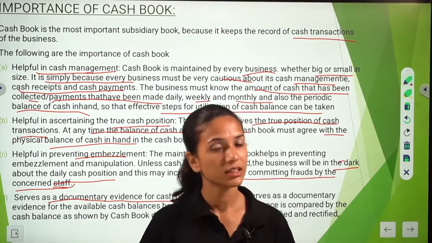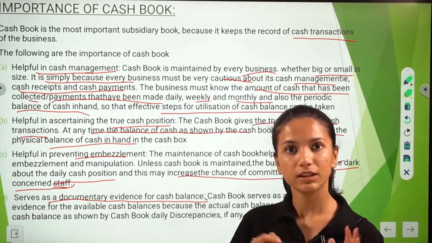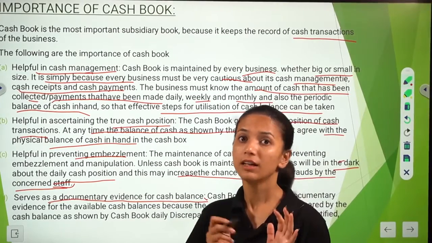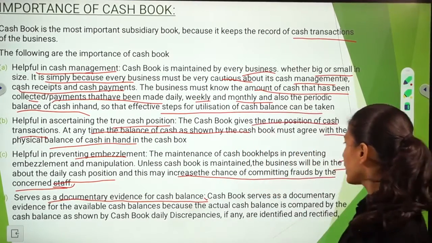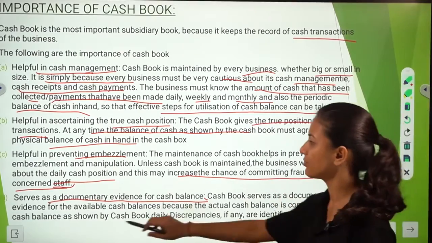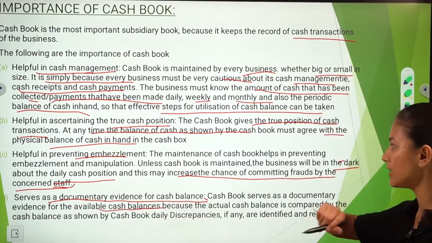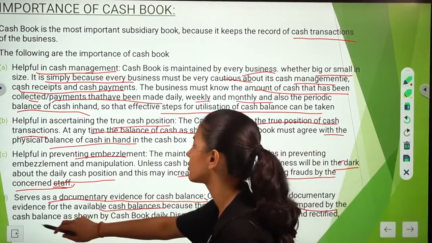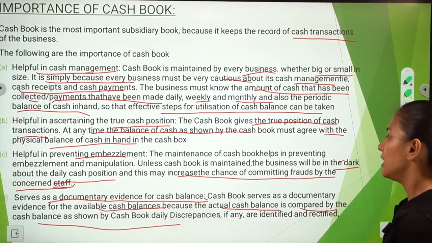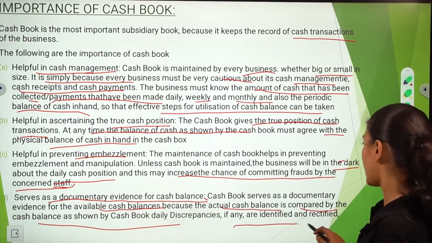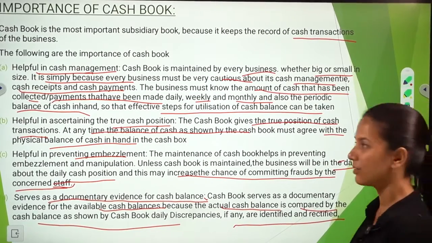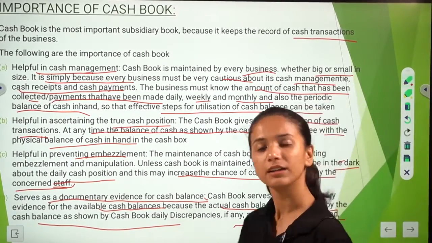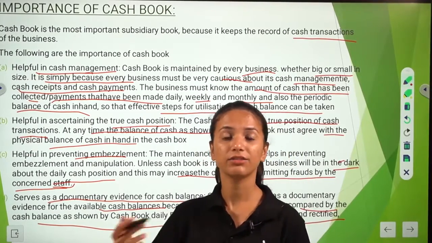So this is very easy to show. This is very easy to show it as evidence, right? So cash book serves as a documentary evidence for the available cash balance, because the actual cash balance is compared with the cash balance as shown by cash book daily. Discrepancies, if any, are identified and rectified. So if there are any discrepancies, then they are identified and rectified immediately.